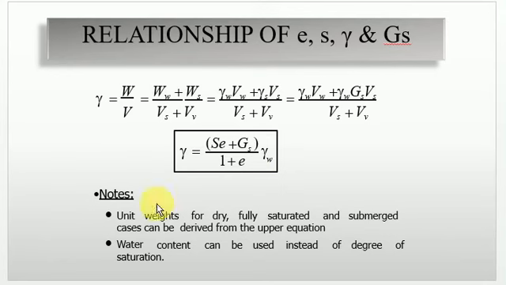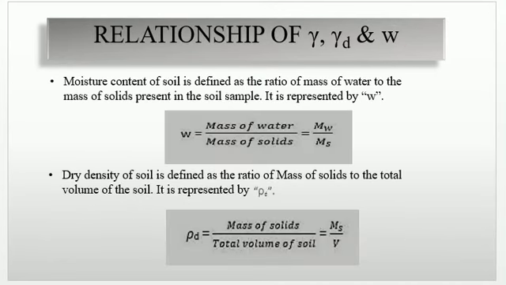Now let's move to the next relationship, which is the main relationship of all. It is the most asked question in the GTU exam. It is the relationship between the dry density, the bulk density and the water content.